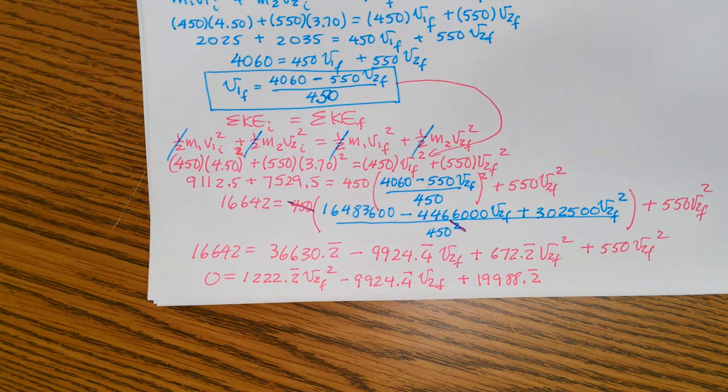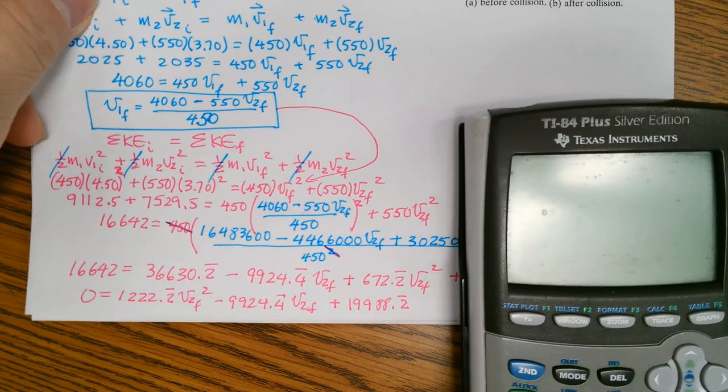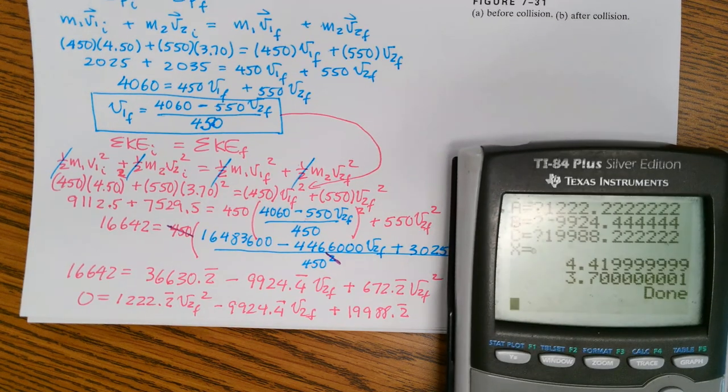Now you put this in a quadratic formula. So get your calculators out and go to quad, or just go onto the internet and search for quadratic equation. I put in A, which is 1222.222222 repeating. B, negative 9924.44444 repeating. C, I get 19988.22222222 repeating. And the answer I get, well, I get two positive answers here.